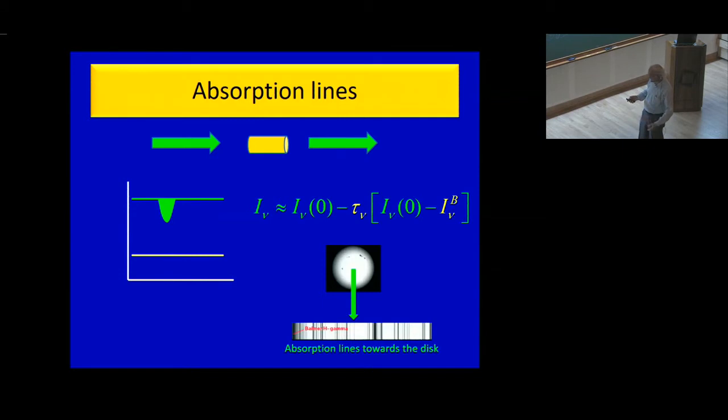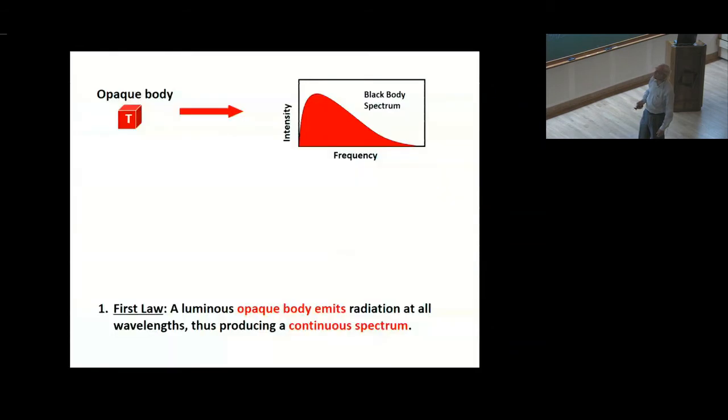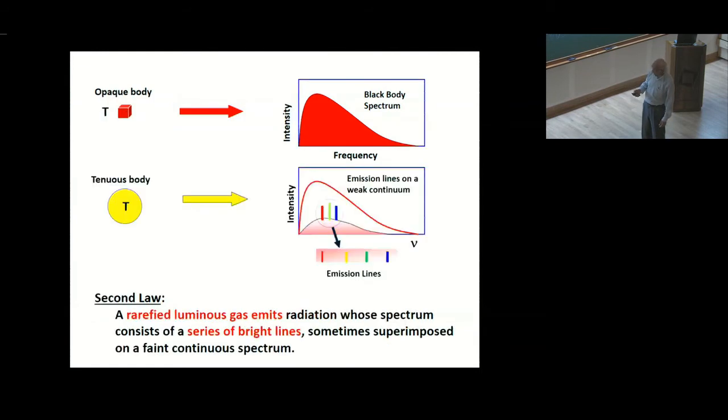So we now have an explanation for why we see absorption lines and emission lines. So here is a grand summary of my crash course into radiative transfer. If I have an opaque body, it emits a true black body spectrum. If I have a tenuous body at a certain temperature T, it emits a continuous spectrum.